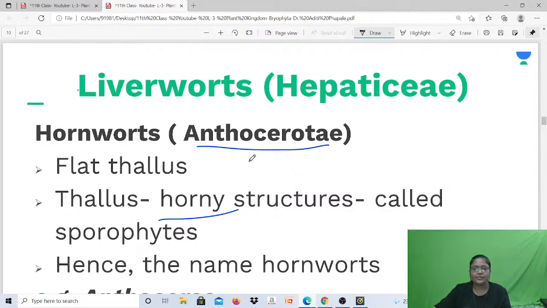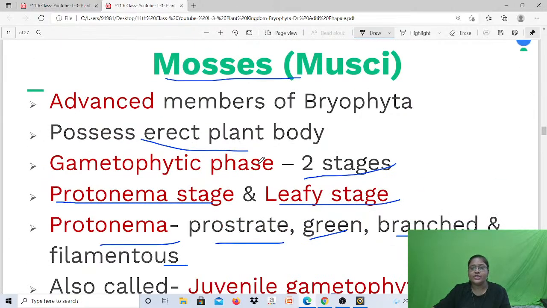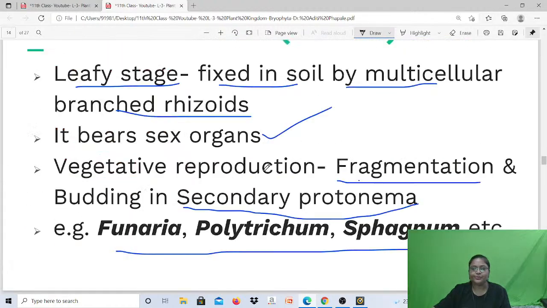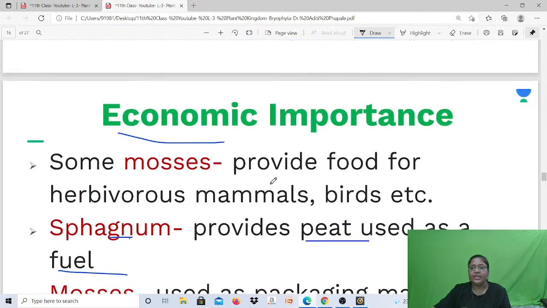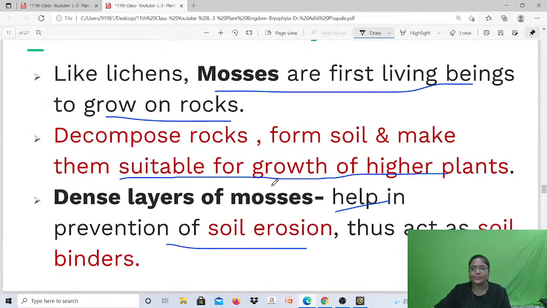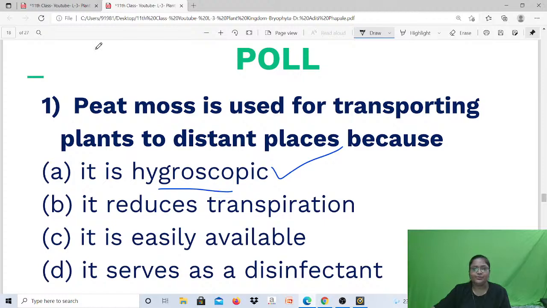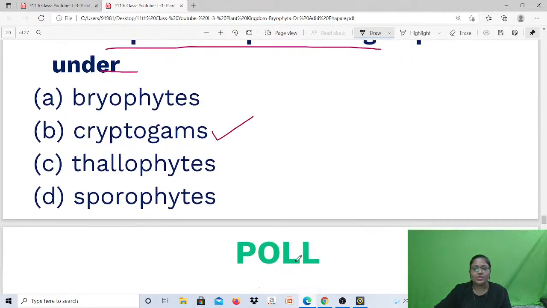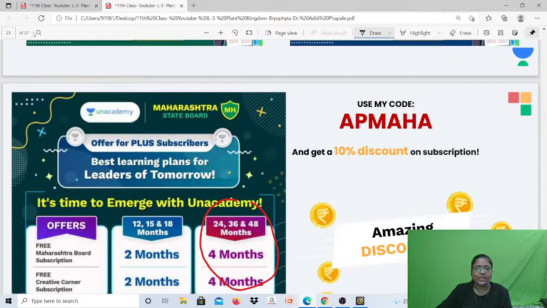Liverworts: characteristics of liverworts, then characteristics of mosses along with the diagrams, their structure, their functions, and the economic importance of mosses, and then a poll. Correct? So I hope you have understood today's session and you enjoyed the poll as well.